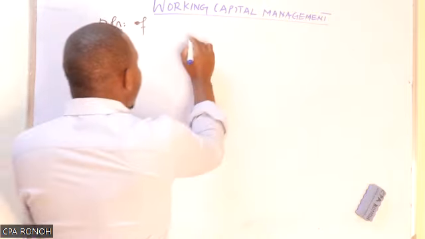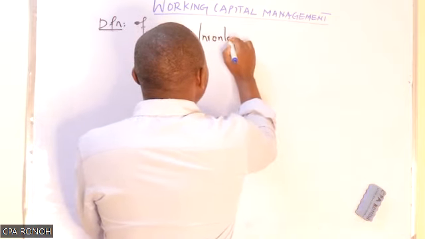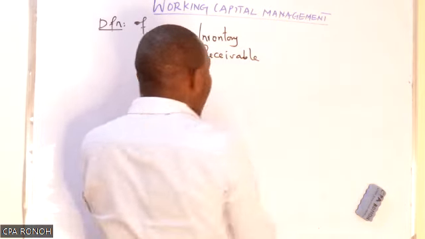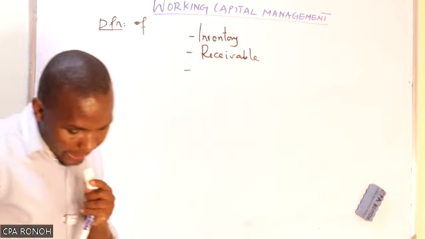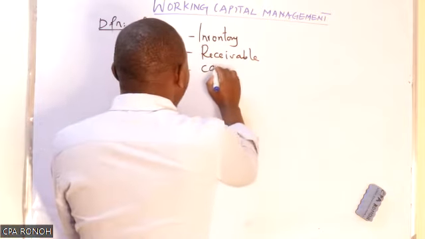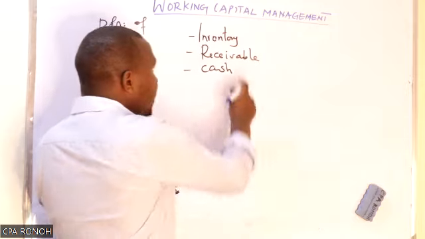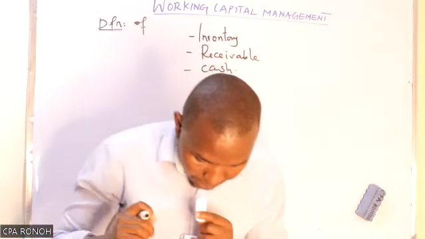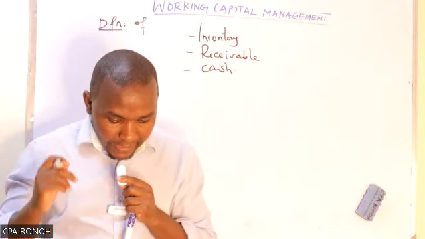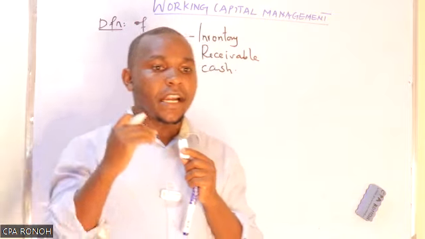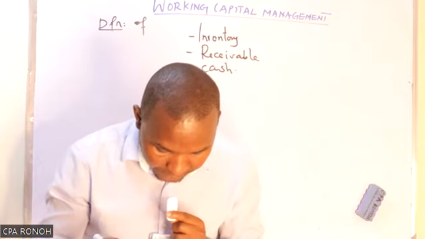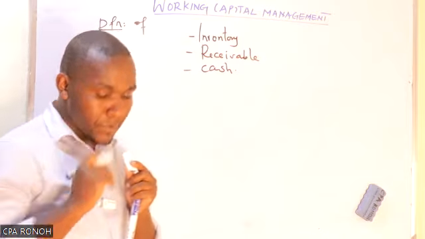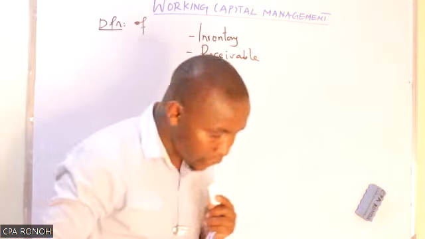The current assets constitute, number one, inventory, number two, receivables, and number three, cash. If you have done financial reporting, you know these fall under the current assets in the balance sheet. Then put a full stop and say, cash, which may be a short-term investment of the firm's working capital.